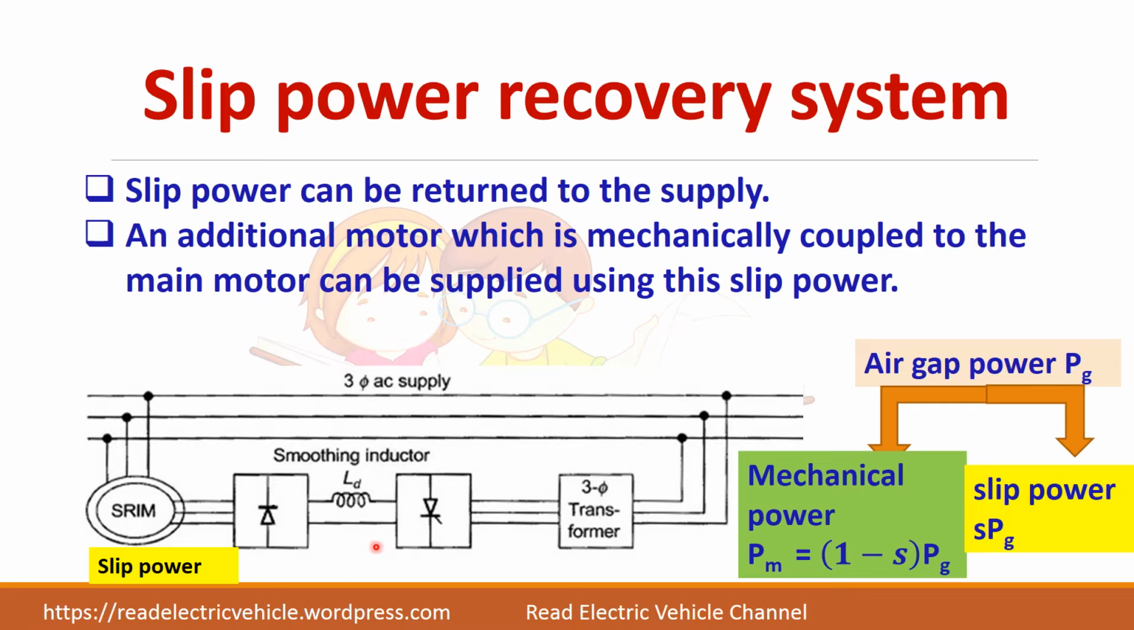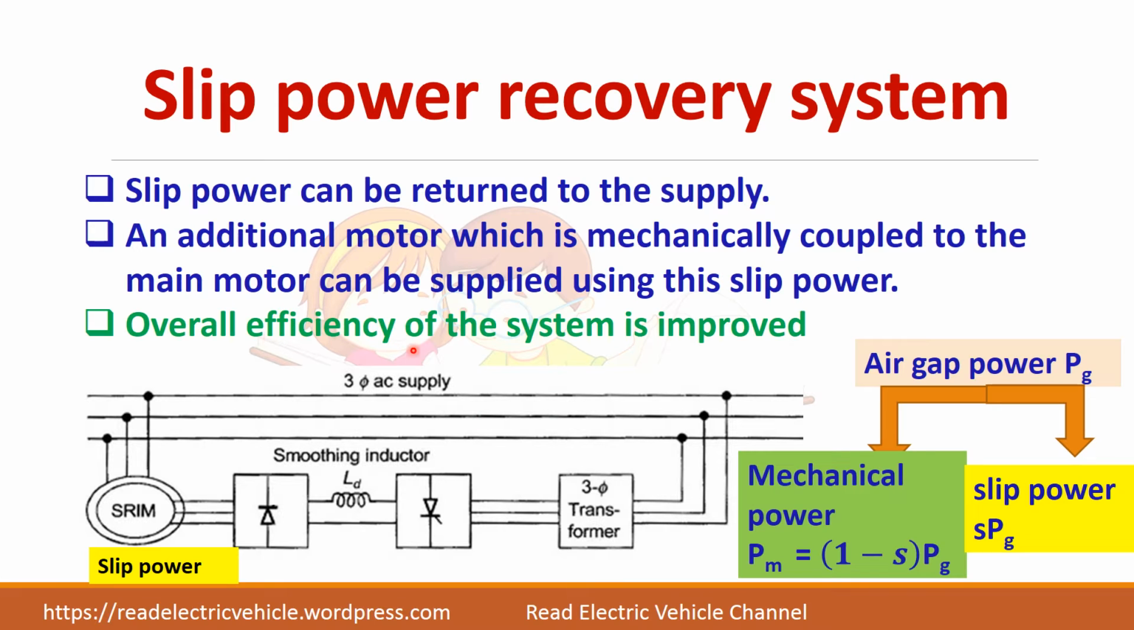This slip power can also be used to drive another motor connected to the main motor. In that case we call it mechanical feedback of the slip power. If you give the slip power to the AC line directly, we call it electrical feedback. So it can be used to drive another motor, or it can be returned to the supply. By utilizing this slip power, our overall efficiency of the system can be improved.